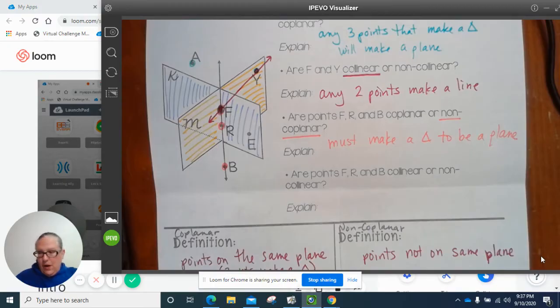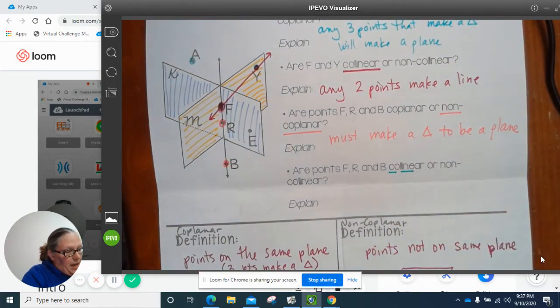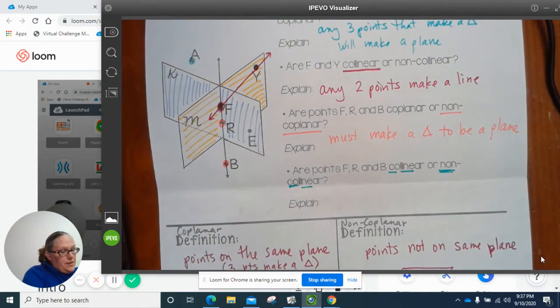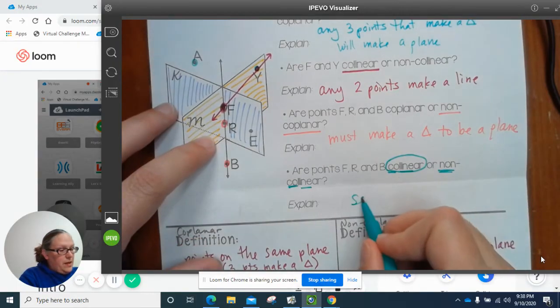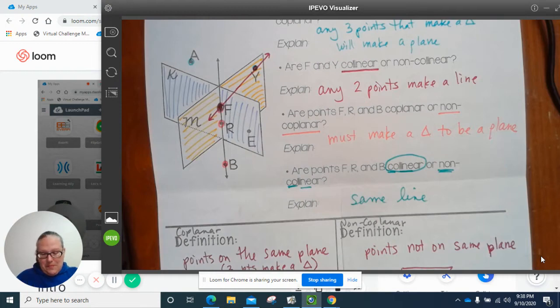Are points F, R, and B collinear or non-collinear? Collinear. Same line or non-same line? FRB, collinear. Same line. Duh, or whatever you want to put. Sometimes it's just that easy.